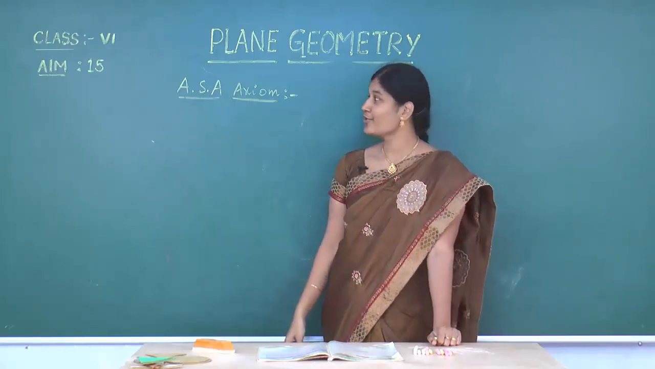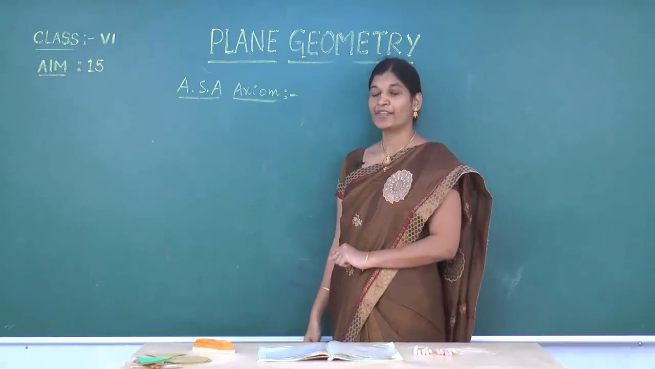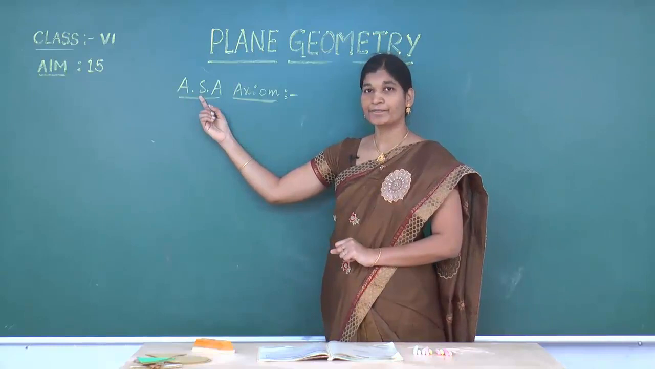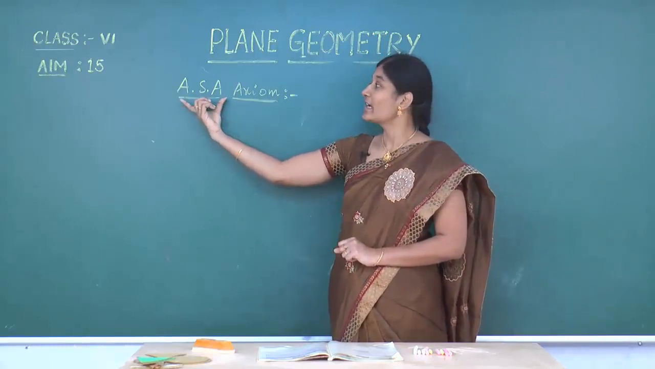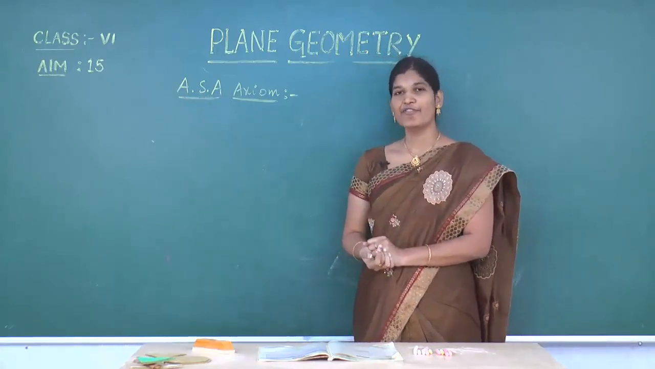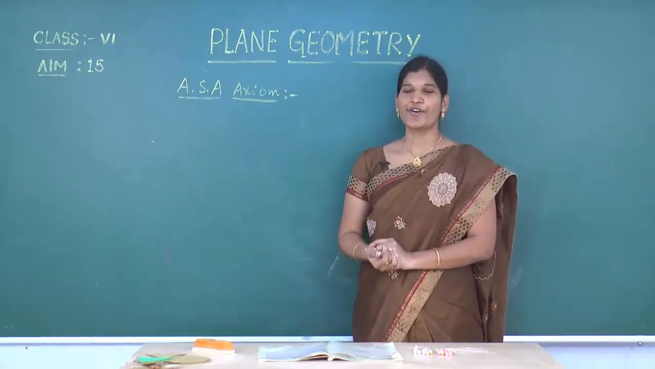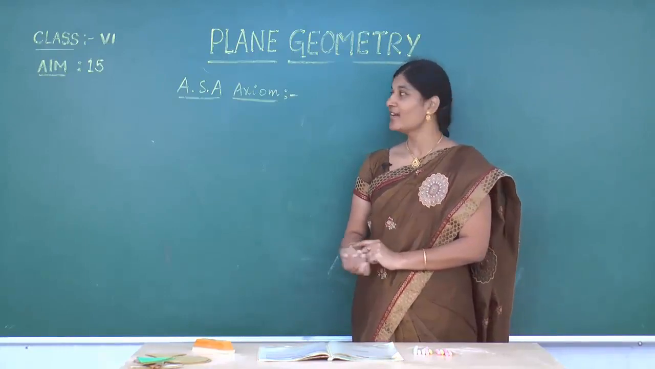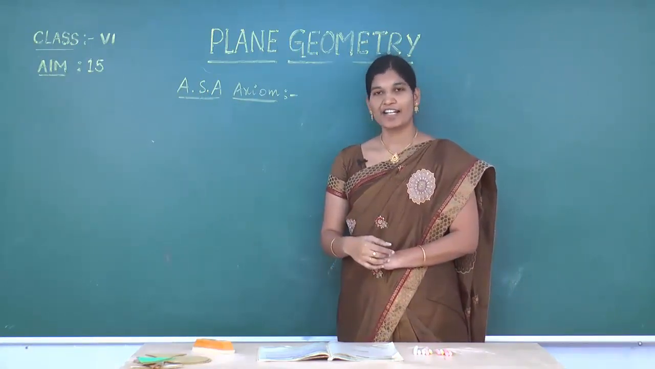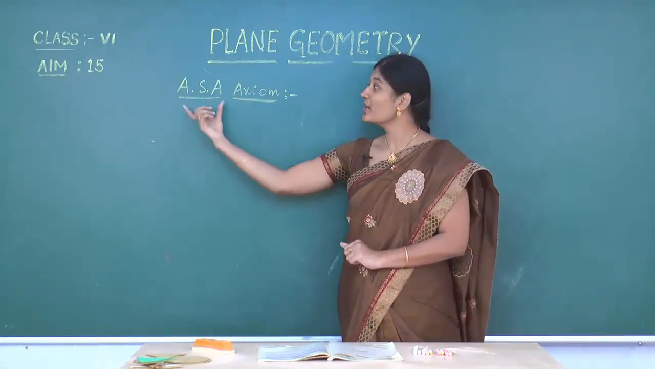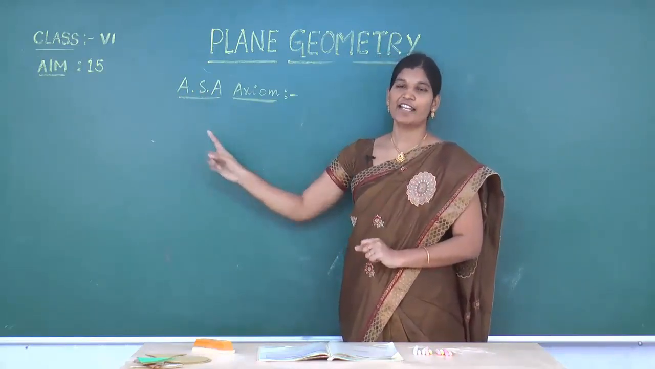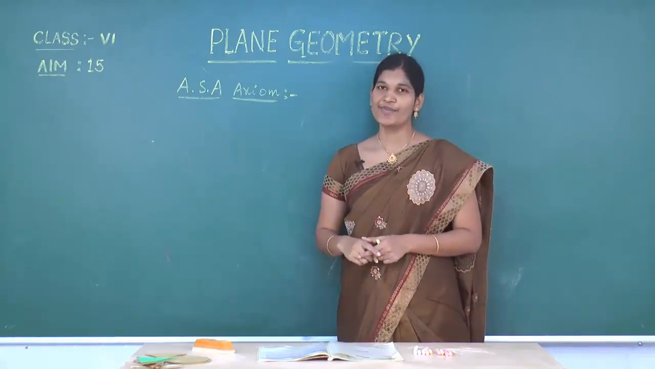So we can give the definition of the ASA axiom: in a triangle, two angles and the included side are respectively equal to the corresponding two angles and included side of another triangle. Then we can say those two triangles are congruent to each other. I am repeating, two angles and included side of a triangle are respectively equal to the corresponding two angles and included side of another triangle, then we can say those two triangles are congruent to each other.